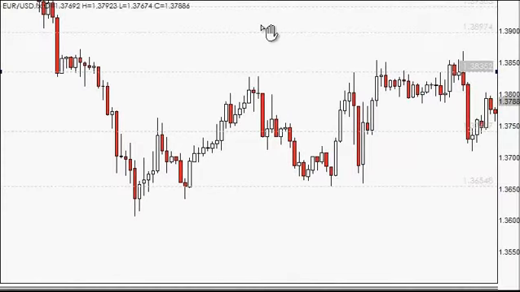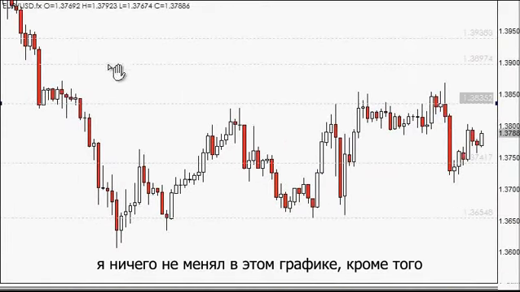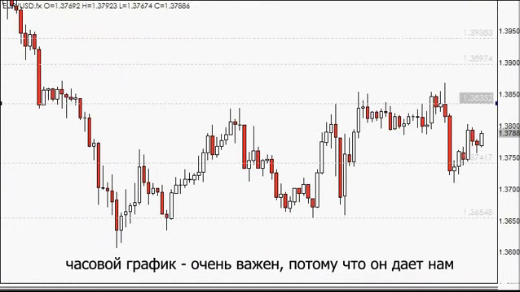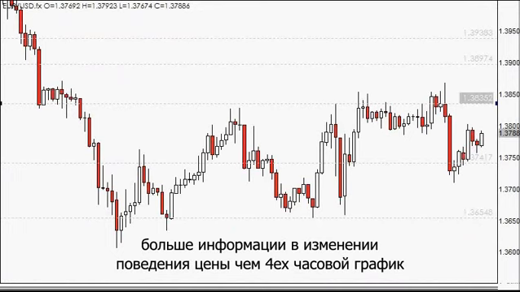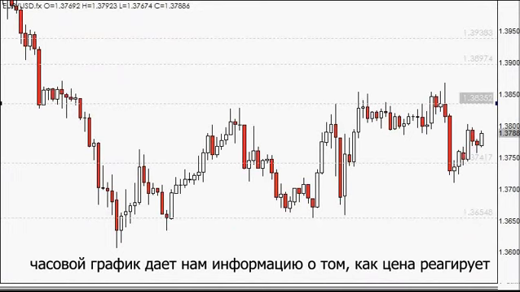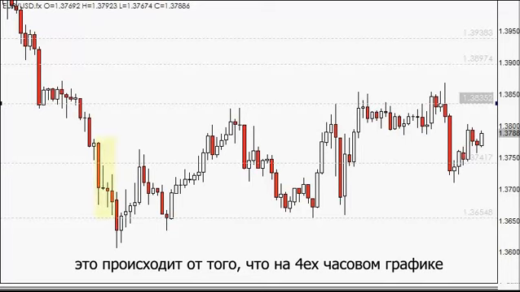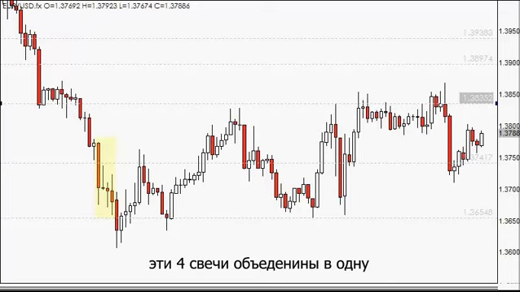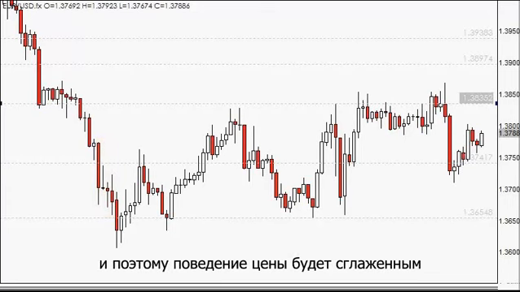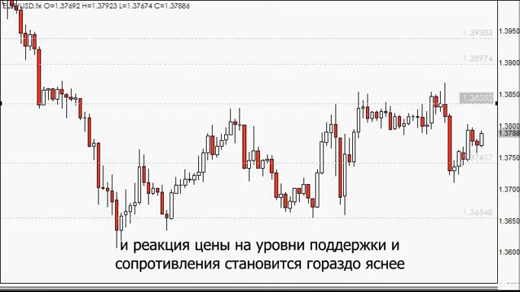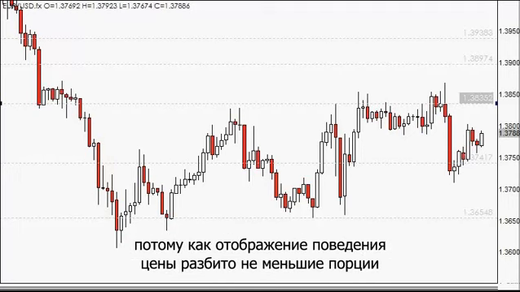Okay, so next, I have not changed anything on this chart. I've only dropped it down to the 1 hour. Now, the 1 hour chart is extremely useful because it gives us more price action information than the 4 hour chart. By price action information, I mean that we can more clearly see how price action reacts to our support resistance areas. This is because on the 4 hour chart, these 4 candles would be condensed into a single candle, so price action would be smoothed out. On the 1 hour chart, these candles are obviously in smaller blocks, in 1 hour blocks, so we can see how price action reacts to our support resistance areas more clearly because they're split up into smaller blocks.